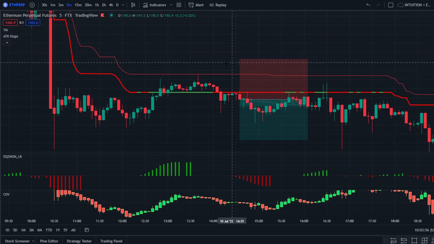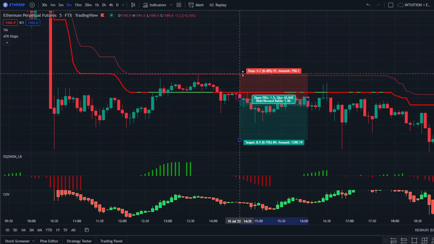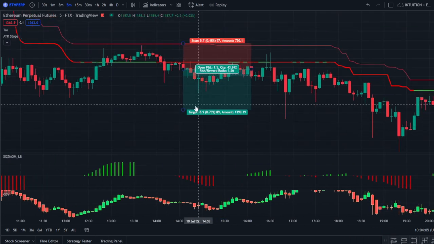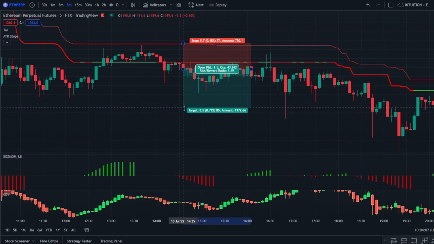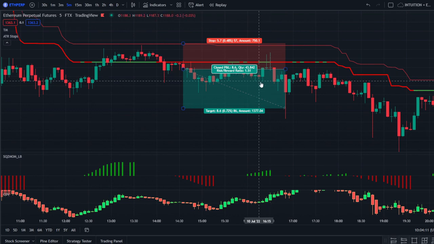And this is where we'll be using our ATR stops. So stop will be at the ATR right there. So you're going to place it there, and we're going to have a 1.5:1 risk to reward ratio, and that will be your first position.